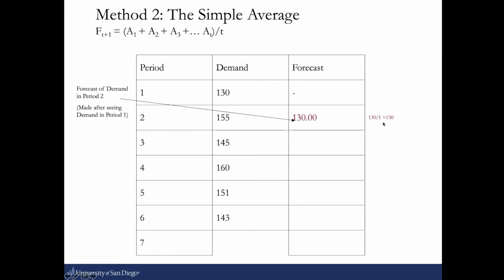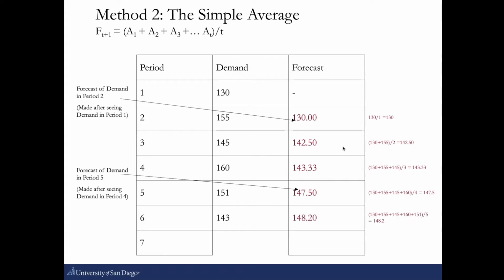And then let's move on to the next period, period 3. So now when you calculate the forecast for period 3, I have two realized demands in period 1 and in period 2. So I can sum them up divided by the number of periods, which is 2, and that will give me 142.5. And I can go on to calculate the forecast for the subsequent period 4, 5, 6, 7. Again, at this point, I would suggest that you pause the video and work through each of these lines.